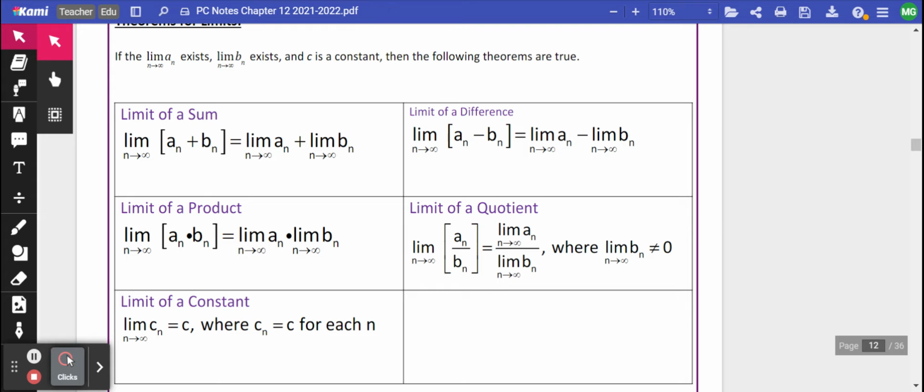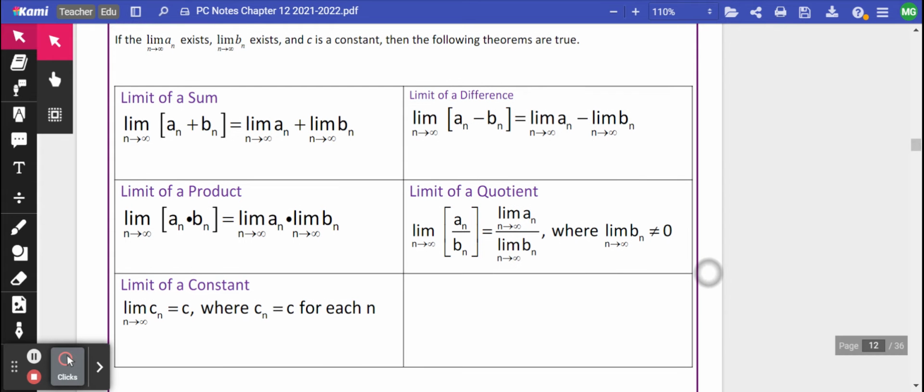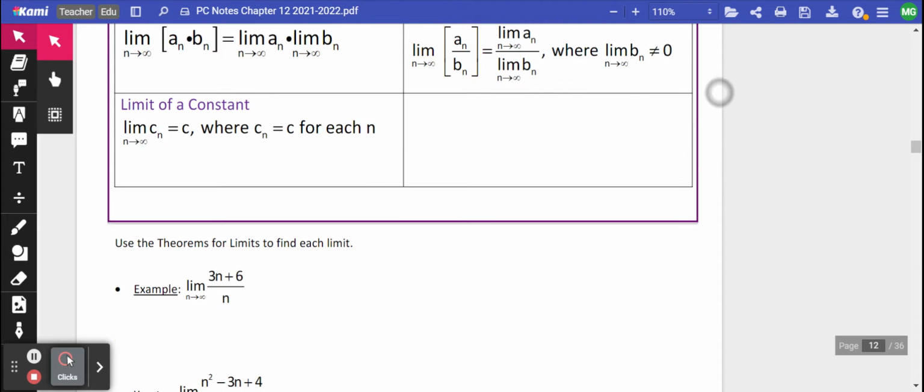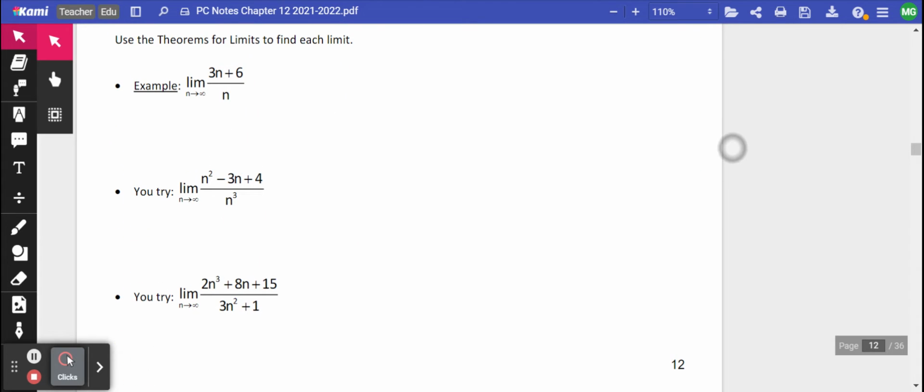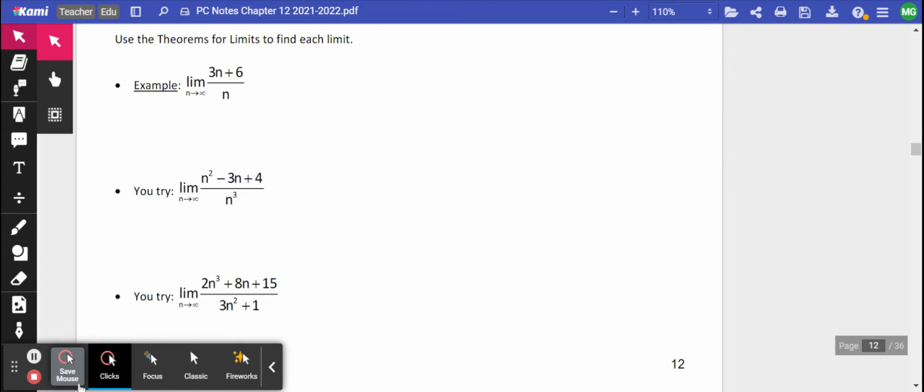If we were to take the limit of a constant, in other words, like the limit of 5, think about a line at a height of 5. It doesn't matter if x is 1 billion. The height is still 5. So if we take the limit of a constant, it's just going to be whatever that constant is, whatever that number is. Okay, so how does this work? What do we do? What does this all look like? So we're going to do some problems.